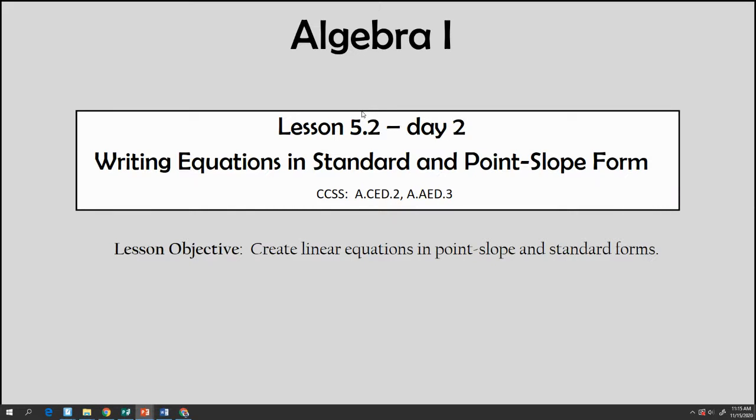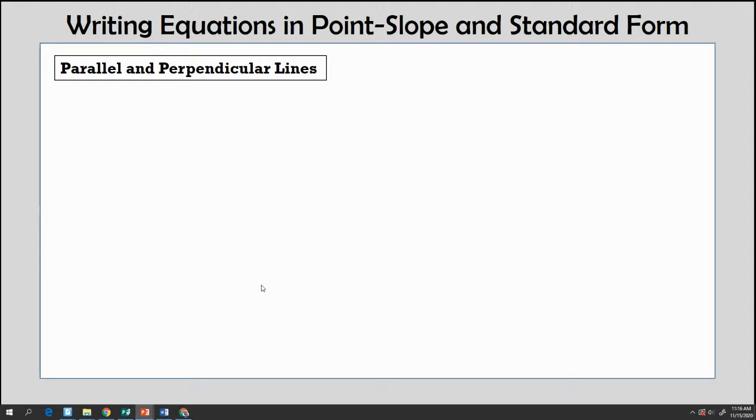All right, we're going to continue our work on lesson 5.2 today, which is on writing equations in standard and point slope form. We worked yesterday on just those two forms and making sure we could write things correctly in those forms. Today, we're going to add a concept of parallel and perpendicular lines to go with our work in the standard and point slope form, and how their slopes really affect the answers and how we write them from there. So, just jumping into it here, parallel and perpendicular lines.